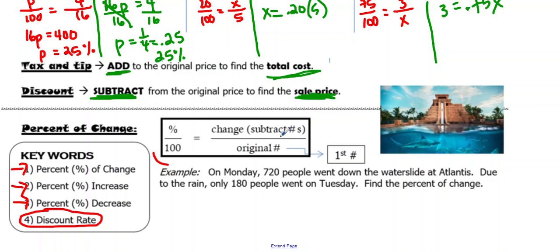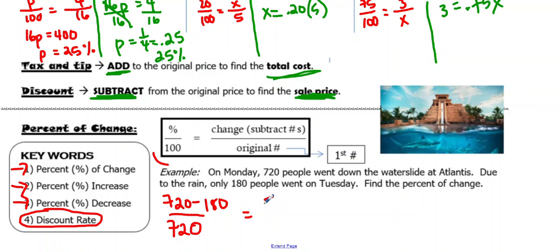On this question, on Monday, 720 people went down the water slide at Atlantis. Due to the rain, only 180 went on Tuesday. Obviously my original amount, what I started with, is what happened on Monday, because Monday comes before Tuesday. So my original is always going to be your denominator, and that's 720. The amount of change is your numerator, so I'm going to take my two numbers, 720 and 180, and subtract them.